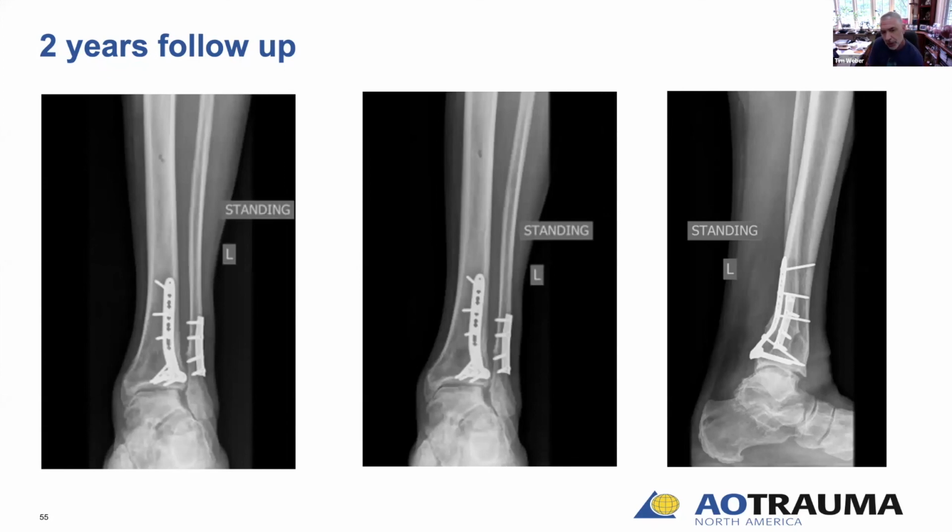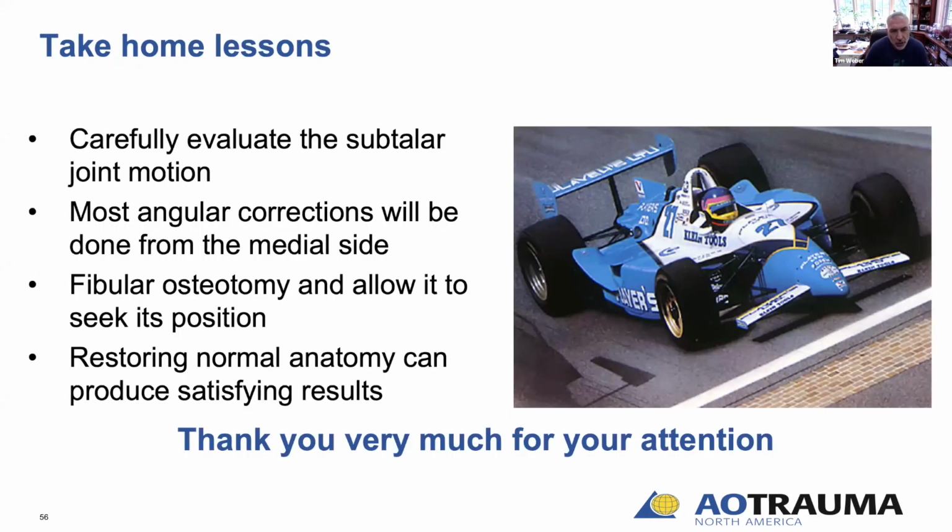So in conclusion, I think it's really important, especially the ankle, because of most of our osteotomies being either in the coronal plane, looking at subtalar motion and making sure that the subtalar joint can compensate for whatever position you're putting the distal tibial fragment in.